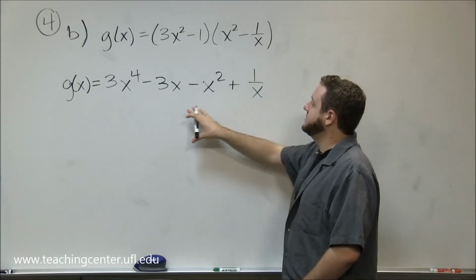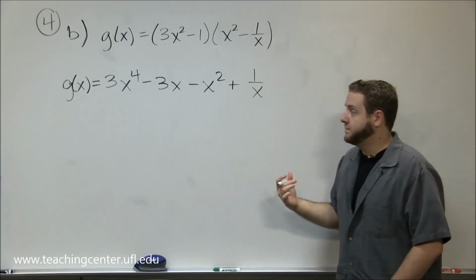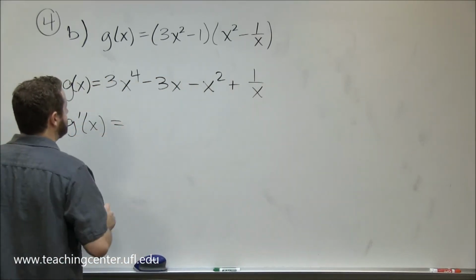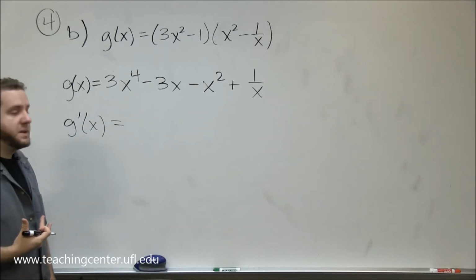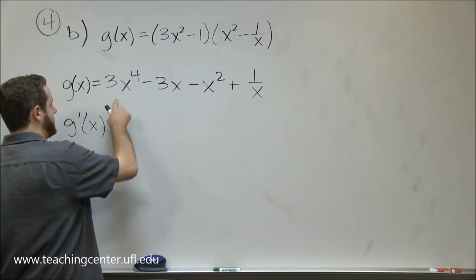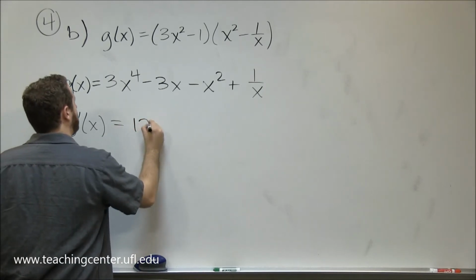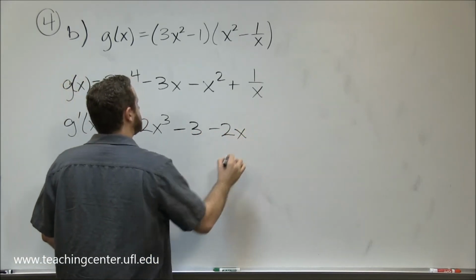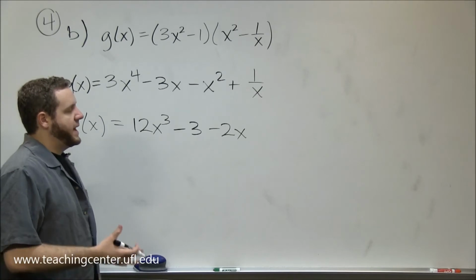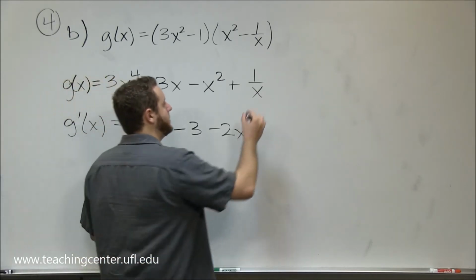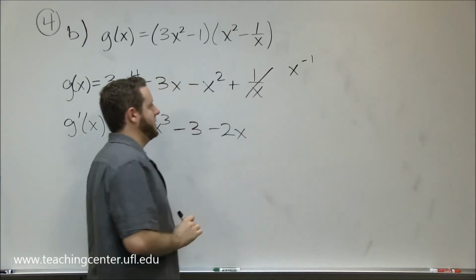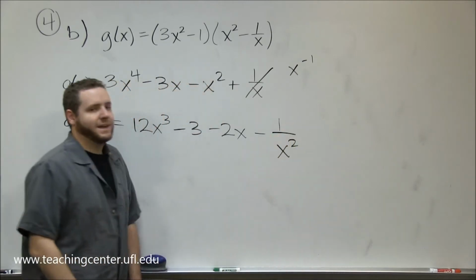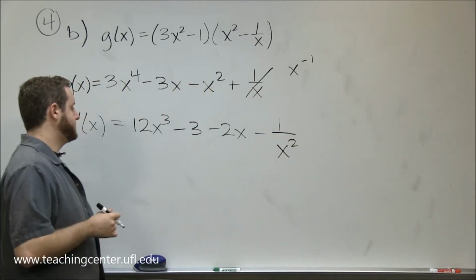And now this is just 4 separate terms that we can take the derivative of. So now let's do our derivative step. G prime of x. We're just going to take the derivative of each piece, and remember here we're just using our power rule. So the derivative of 3x to the 4th would be 12x cubed. We'd get minus 3 minus 2x. Derivative of 1 over x, remember 1 over x is like x to the negative 1, so think of it like that, and we would get negative 1 over x squared, because we would get negative x to the negative 2.